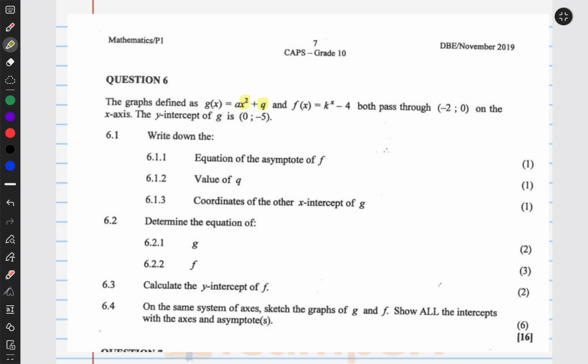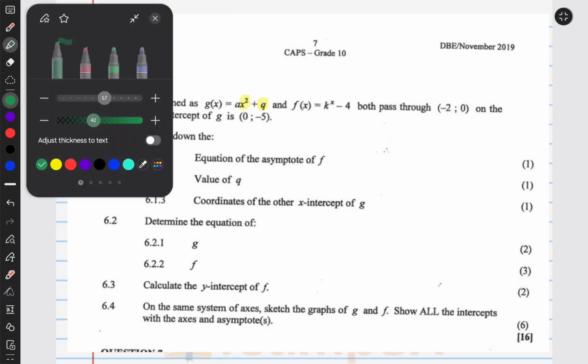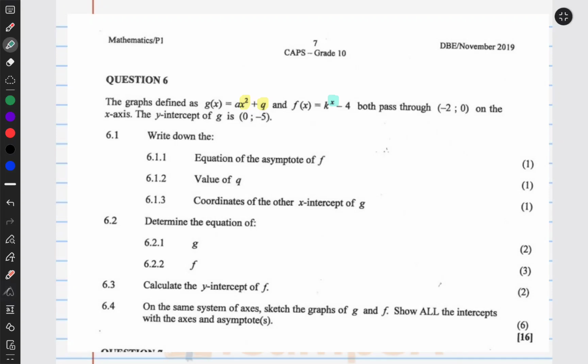The q is the y-intercept and the turning point, and f of x is equal to k to the exponent x minus 4. We see x there as an exponent, which means we are dealing with an exponential function. That minus 4 is going to be our horizontal asymptote, because the exponential function has an asymptote. Both pass through negative 2 and 0 on the x-axis.